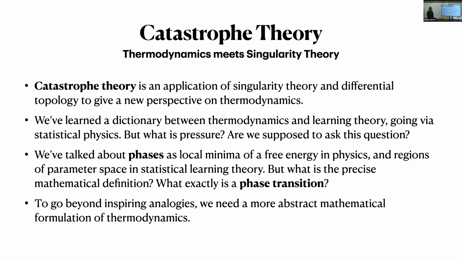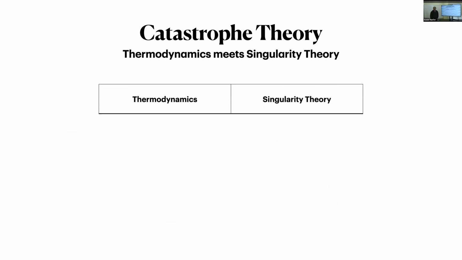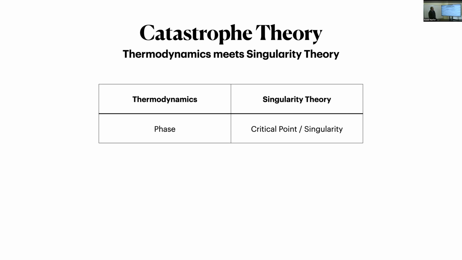Okay, to go beyond inspiring analogies, we need a more abstract mathematical formulation. I said that already. So here's the high-level dictionary, which I'll explain over the course of the lecture. We've said that phases and critical points correspond to each other in some sense. What I'll explain today is that the phase portrait is related to what we would call, in singularity theory, the unfolding of a singularity, which you could think of as the deformation, like all the possible ways of pulling apart a singularity in the sense of something nearby in a relevant space of functions.